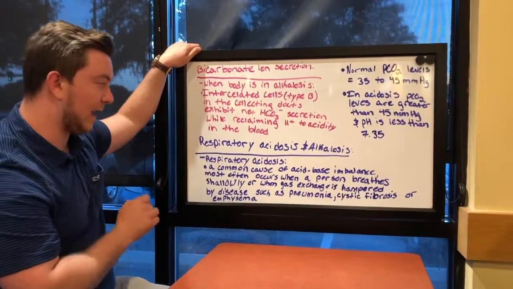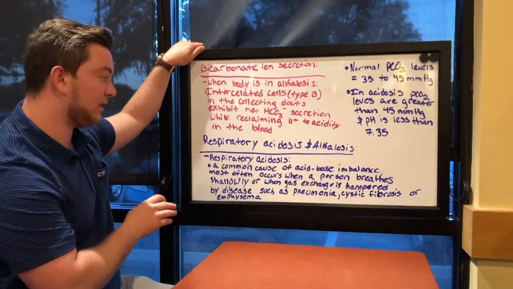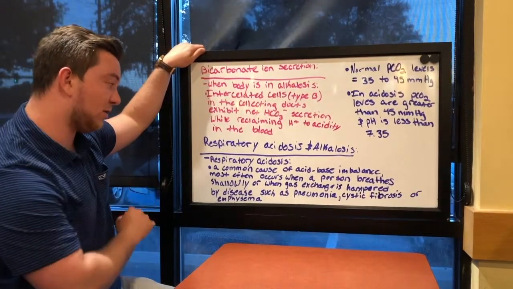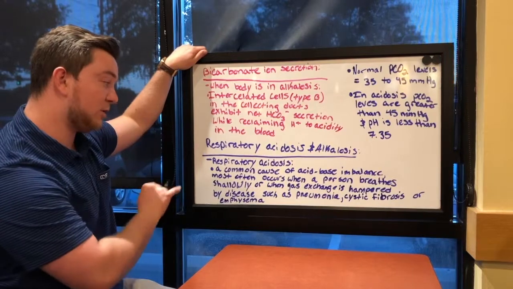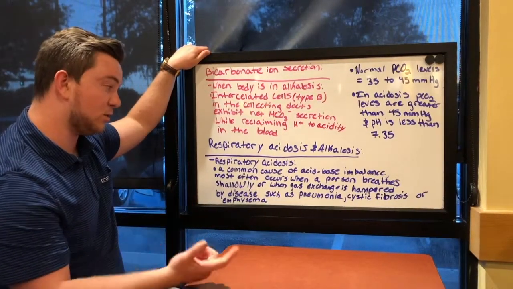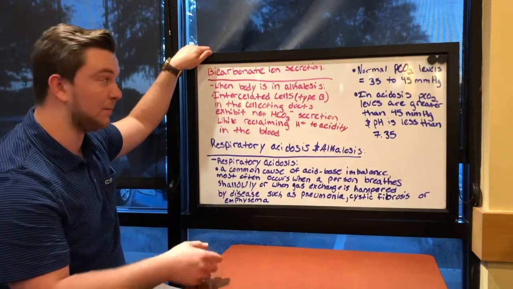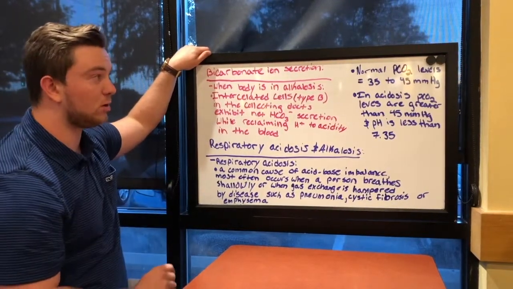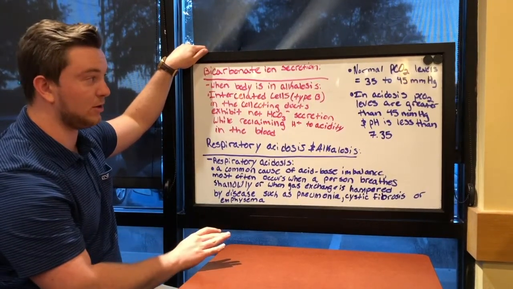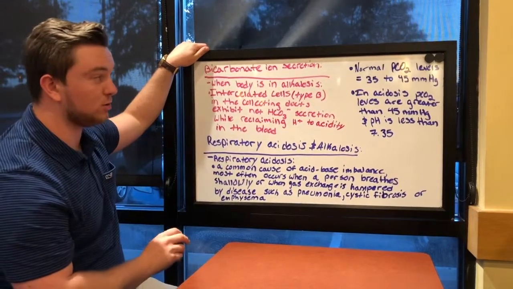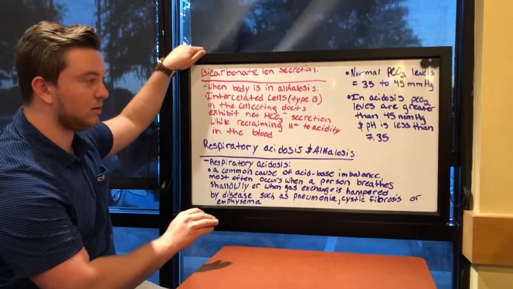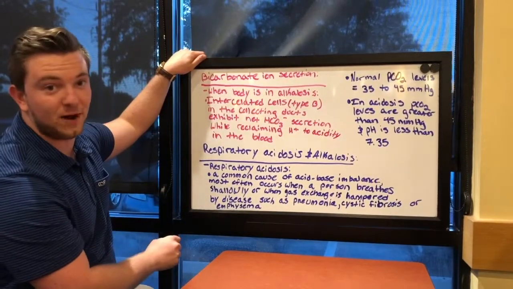In respiratory acidosis and alkalosis, respiratory acidosis, a common cause of acid-base imbalance, most often occurs when a person breathes shallowly or when gas exchange is hampered by disease such as pneumonia, cystic fibrosis, or emphysema. The normal partial carbon dioxide levels are about 35 to 45 millimeters of mercury. And in acidosis, partial CO2 levels are greater than 45 millimeters of mercury, and pH is less than 7.35.